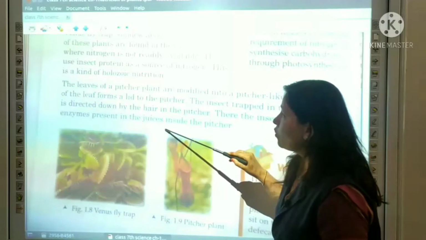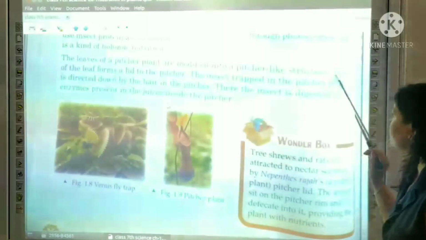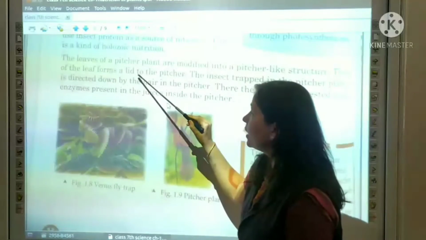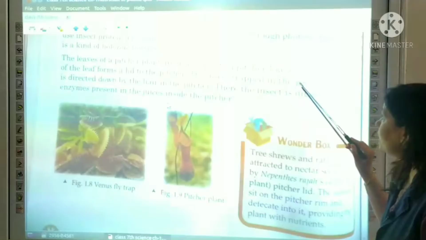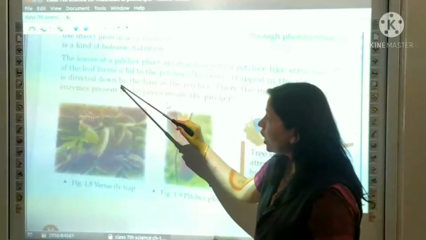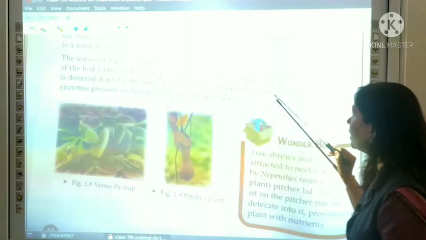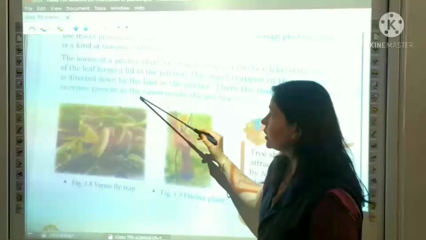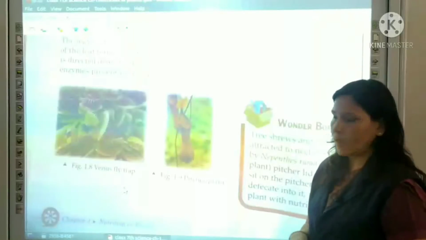The leaves of a pitcher plant are modified into a pitcher-like structure. The tip of the leaf forms a lid to the pitcher. The insect trapped in the pitcher plant is directed down by the hair in the pitcher. There the insect is digested by the enzyme present in the juices inside the pitcher.